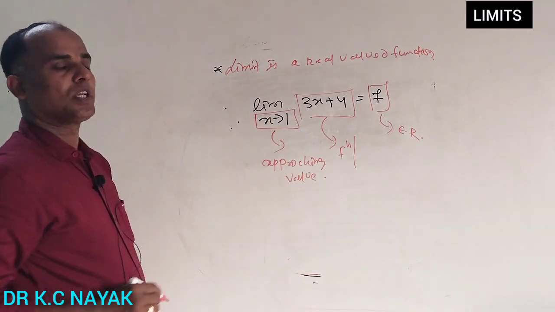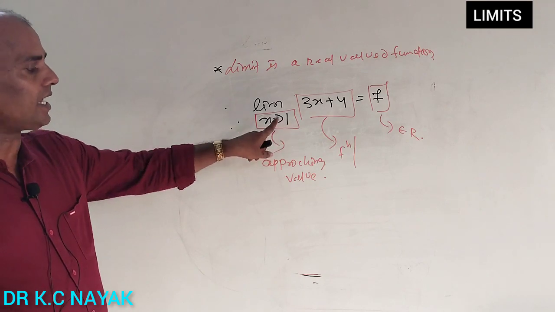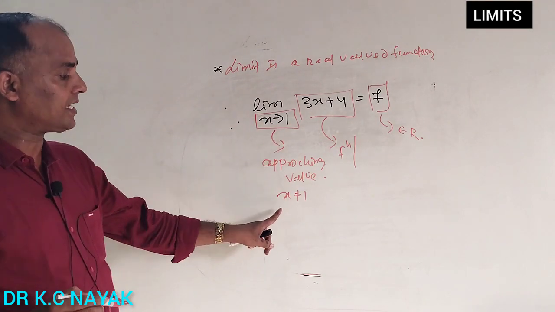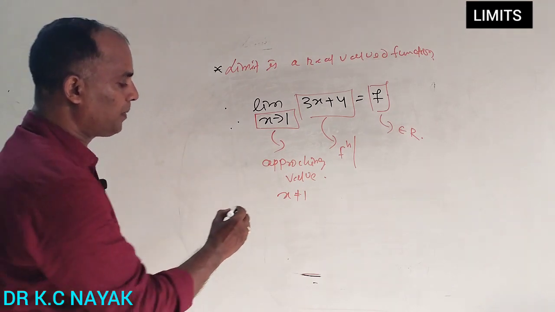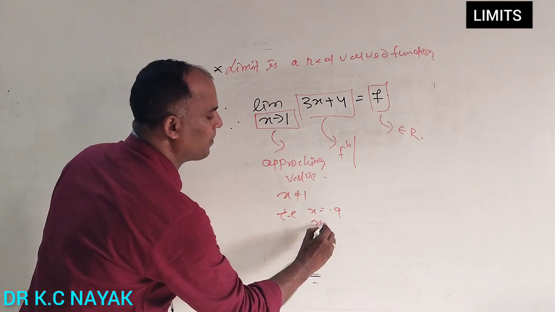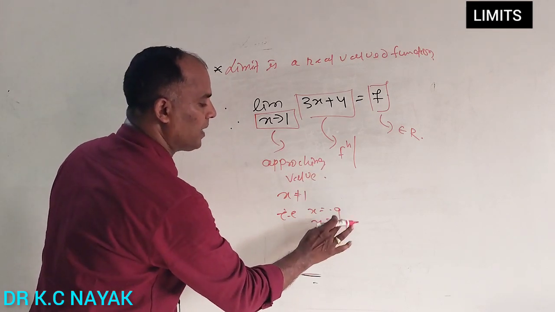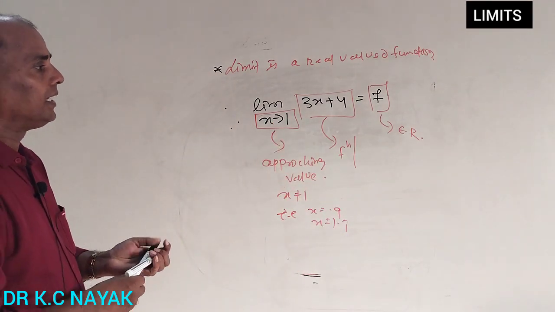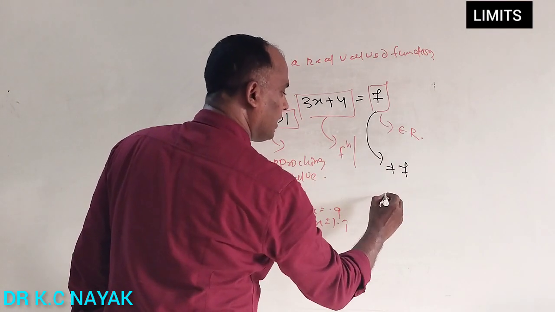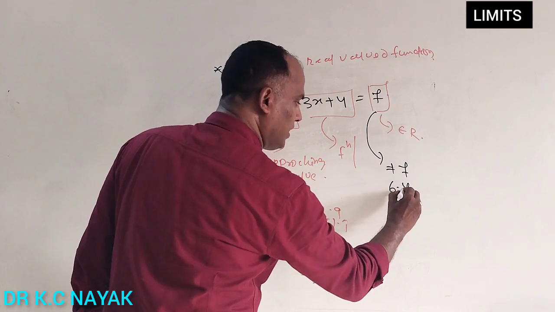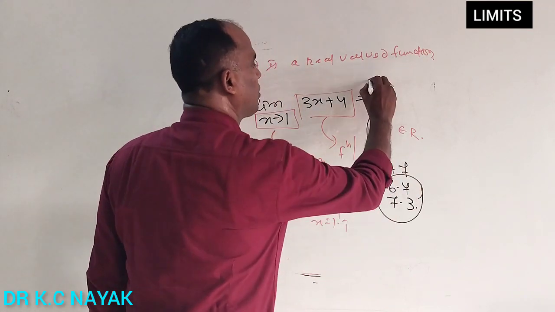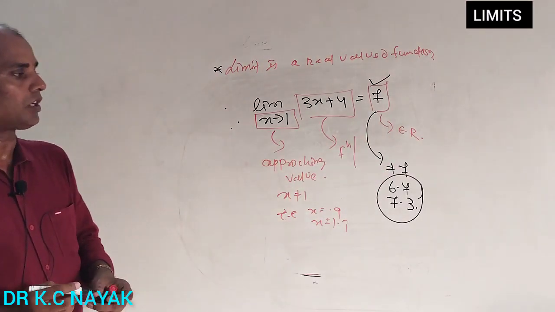Just you see, when x tends to 1 means x is not equal to 1. That means x is closer to 1. That means x may be 0.9 or x may be 1.1. Similarly, the value is not equal to 7, but it may be 6.7 or it may be 7.3, whatever it may be, but it is not equal to 7.